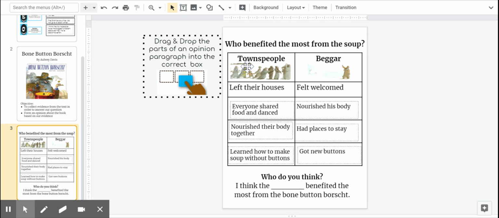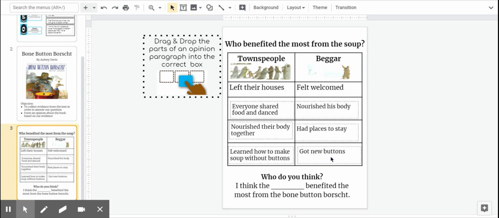Some of the benefits that the townspeople got from the soup were that they left their homes, everybody shared food and danced, everyone nourished their body together, and everyone learned how to make soup with buttons. The beggar benefited by feeling welcomed by the townspeople. He also nourished his body. He had places to stay, and he got new buttons.